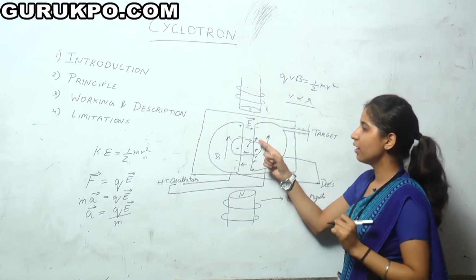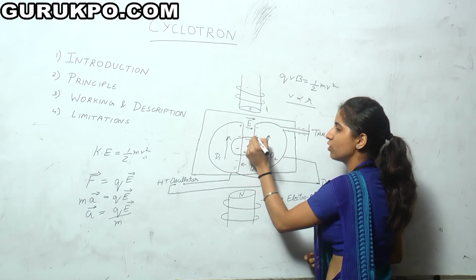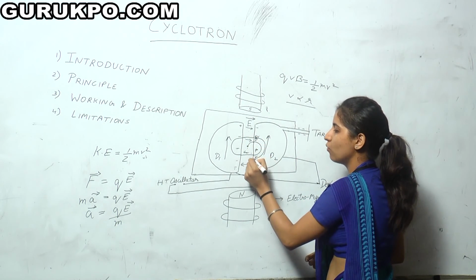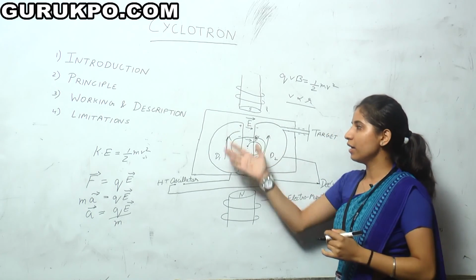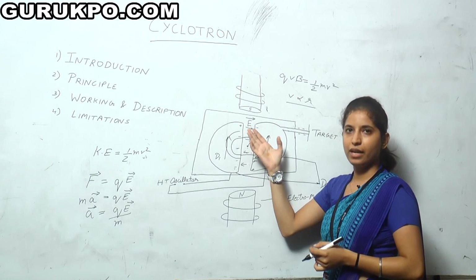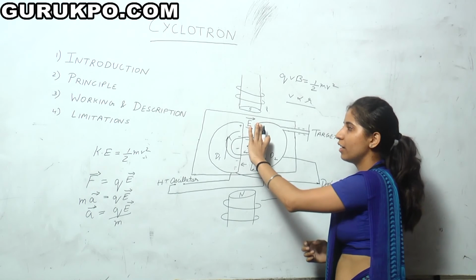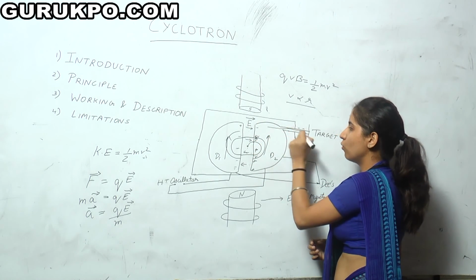So again it will hit the gap. Now its velocity will be 2v, so it will come here with velocity 2v. Again it will make a round, then 3v, here 4v, then it will make a round. So its velocity increases step by step, so that its velocity becomes 5v at some time, at which its radius is equal to the radius of the D. At that point it will come out.